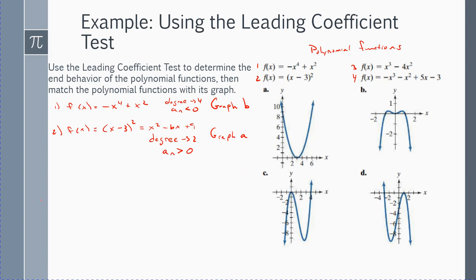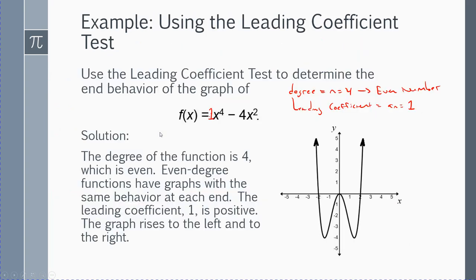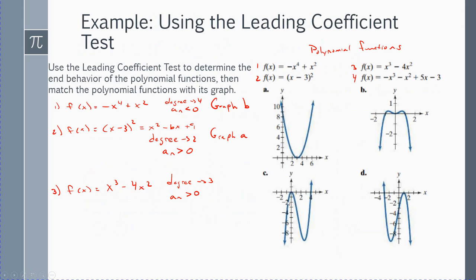Let's look at this one: x cubed minus 4x squared. It's degree 3, and the leading coefficient is 1, so it's greater than 0. So odd degree 3 with a leading coefficient greater than 0 has to fall to the left and rise to the right. Well, look at this: it falls to the left and rises to the right. So this looks like graph C.